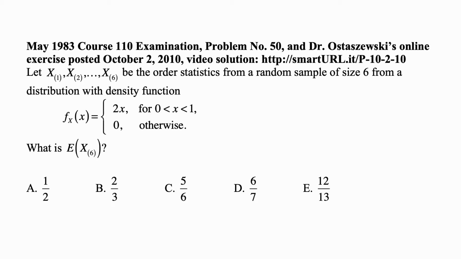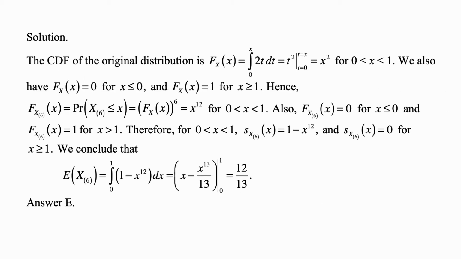Here's a problem for today for exam P on probability. Let X sub 1, X sub 2, and so on through X sub 6 be order statistics from a random sample of size 6 from a distribution with density function f sub X of x equal to 2x for x between 0 and 1, and 0 otherwise. What is E of X6? So what is the expected value of the 6th order statistic from this distribution? And we have 5 choices as always.